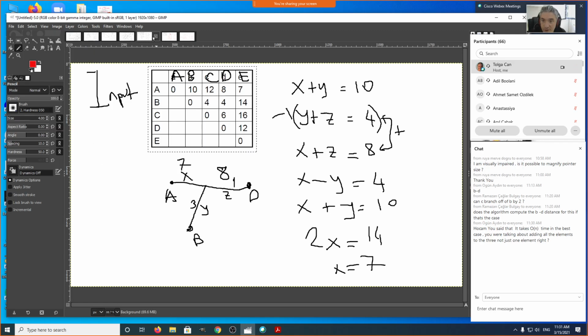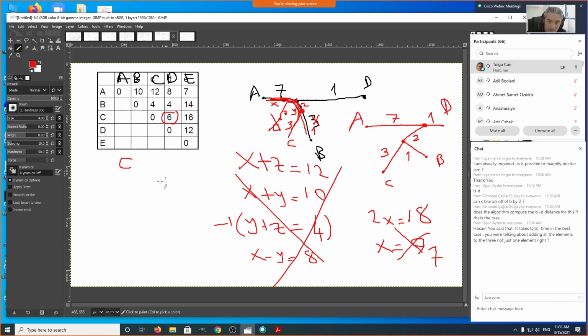Anyway, let me write here. So the input is O(n) square, but the tree that we're building is linear in size because I have n nodes and n-1 edges. So in terms of space complexity, it's O(n), but the input itself is O(n) square. So that's what space complexity is, and we also discussed computational complexity.